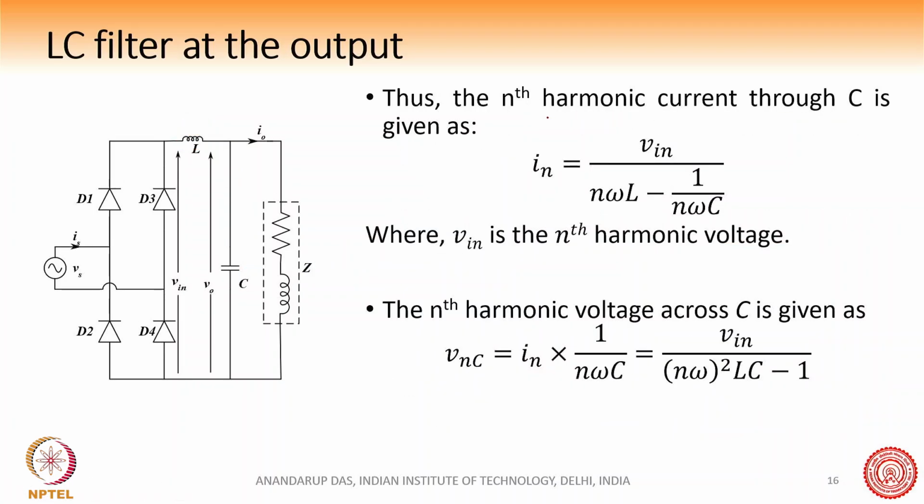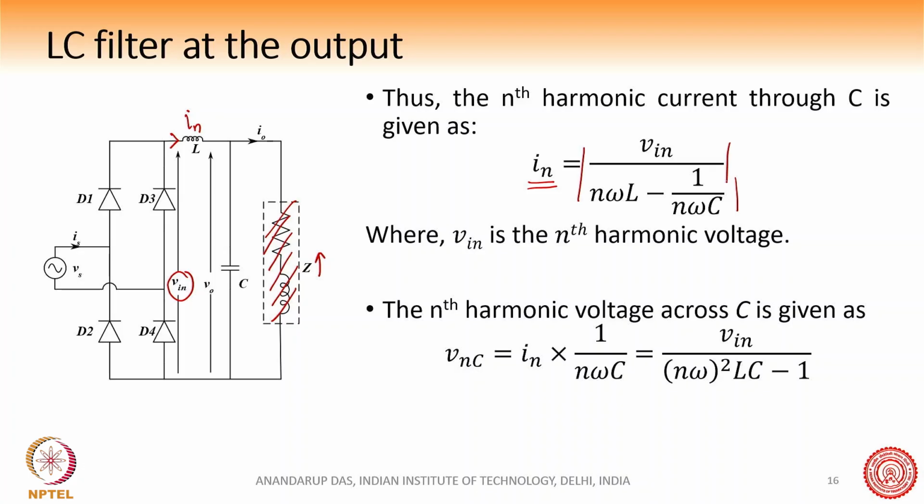So when this condition is satisfied, we can say that this current IN, assuming that Z does not exist, so Z is very large, is equal to Vin, this voltage, divided by n omega L minus 1 by n omega C. This is the absolute magnitude.